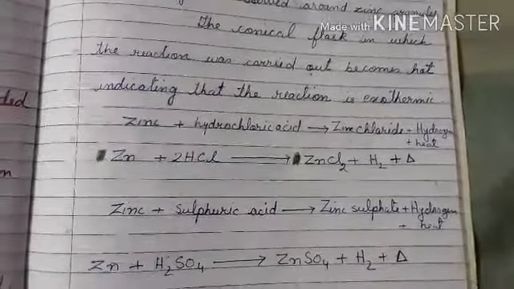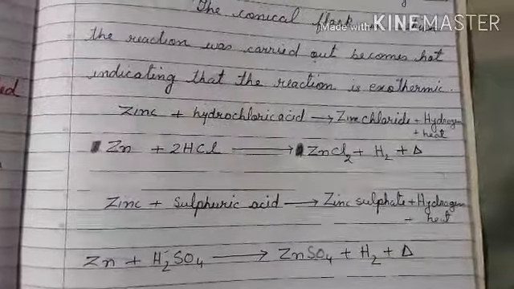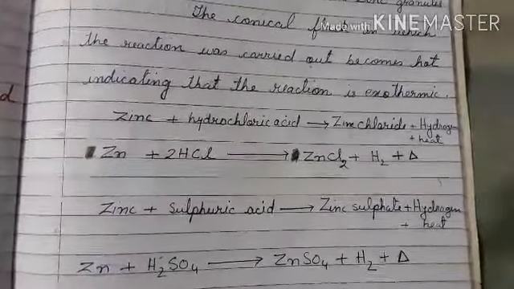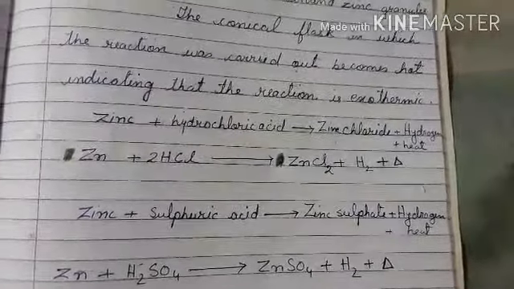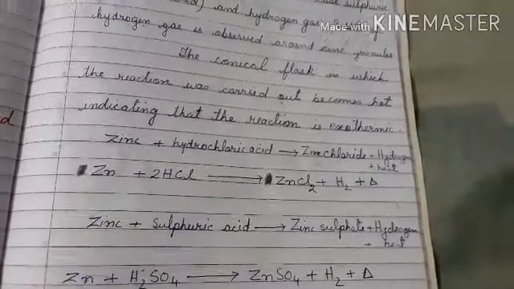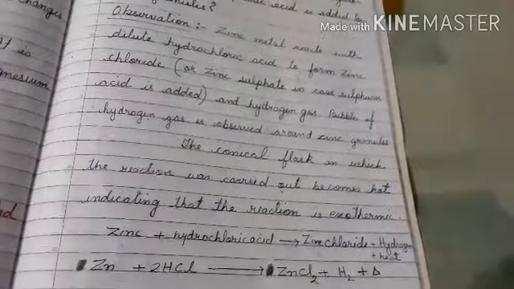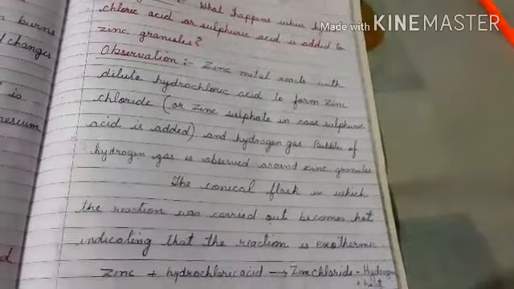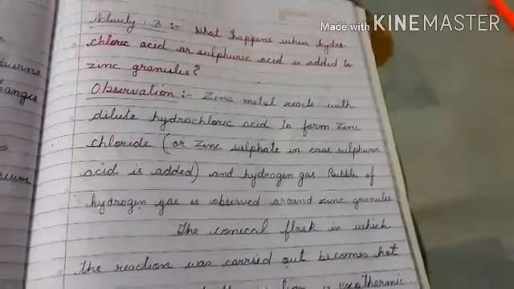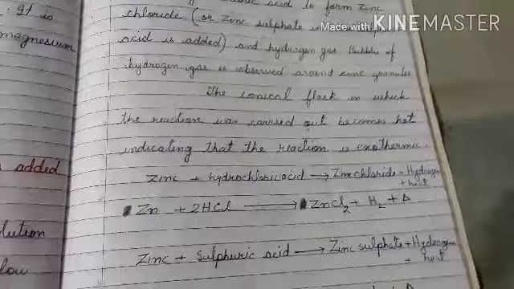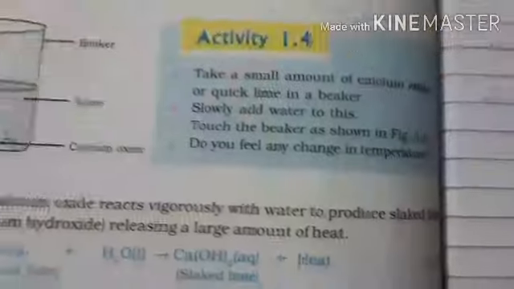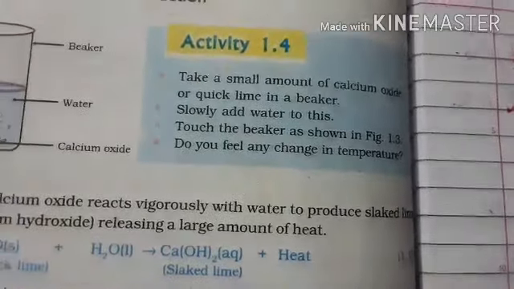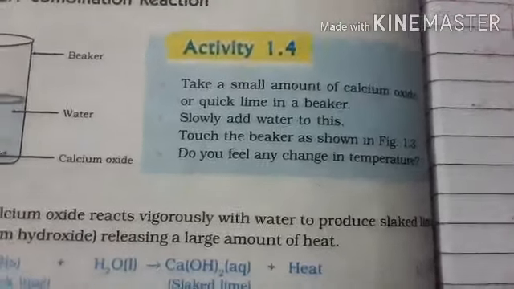Then if you add sulfuric acid, your reaction will be Zn plus H2SO4. This gives ZnSO4 plus H2 plus heat. So that was Activity 1.3. Now go through Activity 1.4.